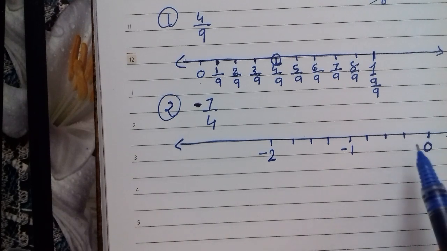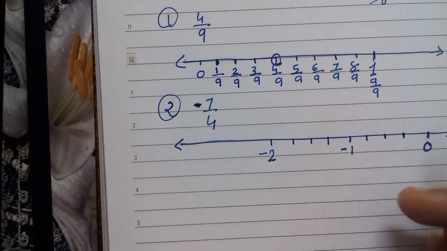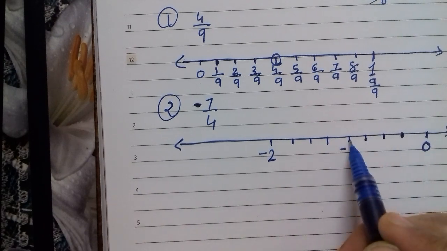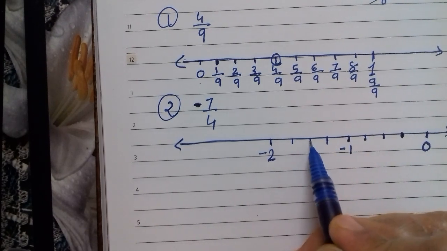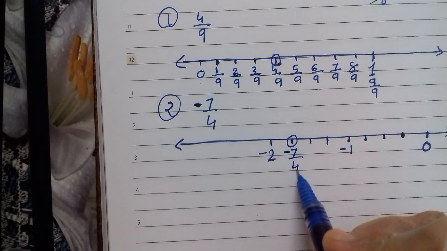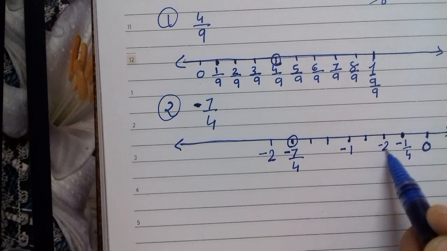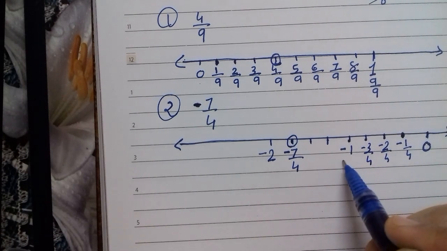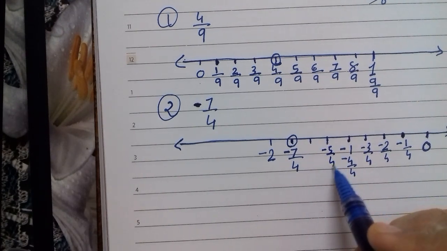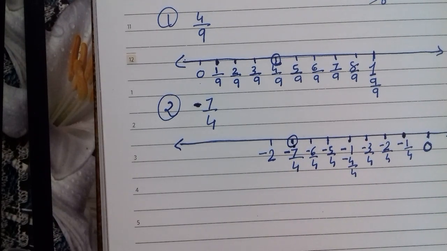Now we make 7 markings of distance 1/4. So counting from here, 1, 2, 3, 4, 5, 6, 7. So this is -7/4. Let's check. This is -1/4, -2/4, -3/4, -4/4, -5/4, -6/4 and this is -7/4.